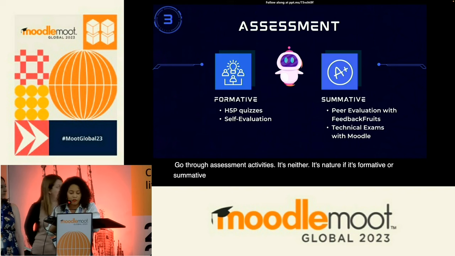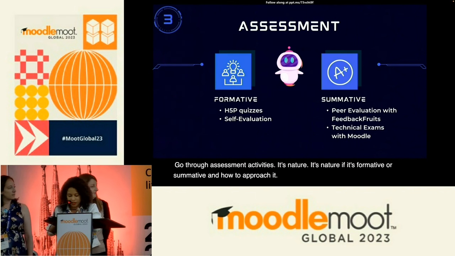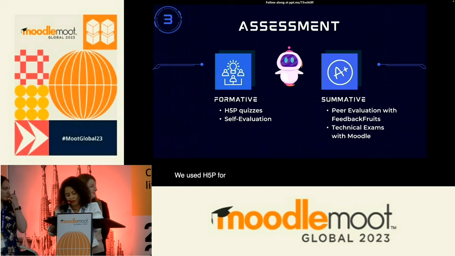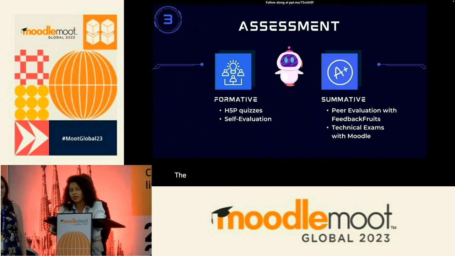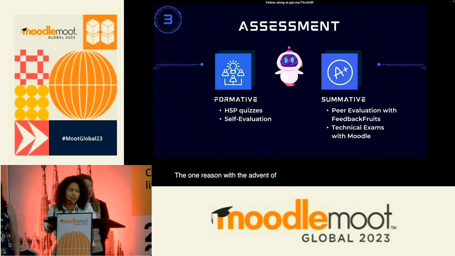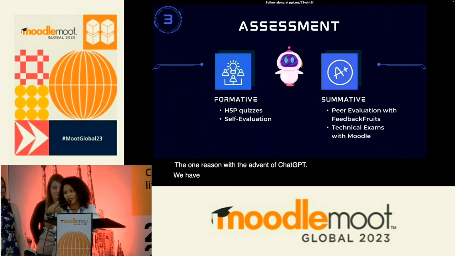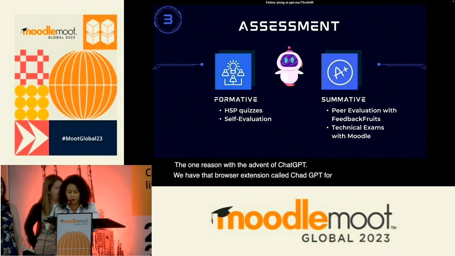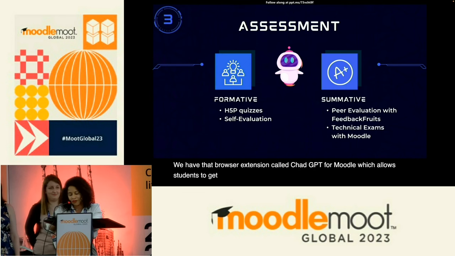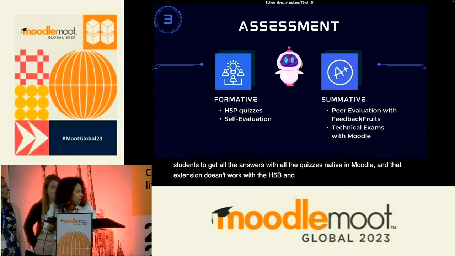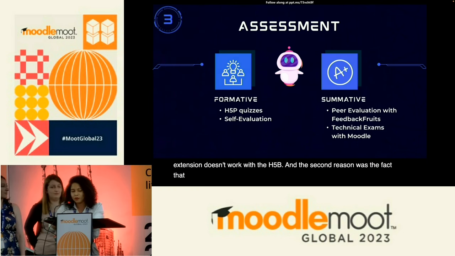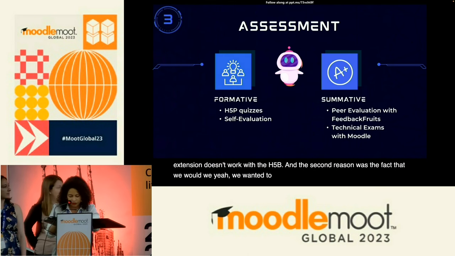We used H5P for the multiple choice questions for two reasons. The one reason, with the advent of ChatGPT, we have that browser extension called ChatGPT for Moodle, which allows students to get all the answers with all the quizzes native in Moodle. And that extension doesn't work with H5P. And the second reason was the fact that we wanted to personalize the quizzes to make them fit into the visual identities of the Sparks.